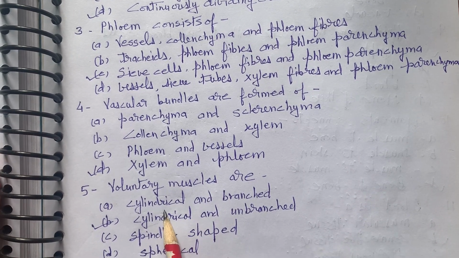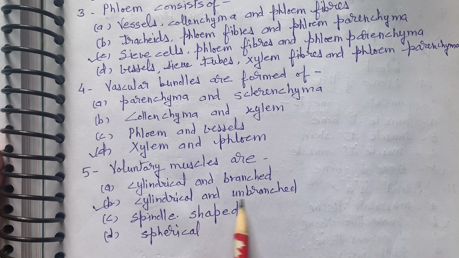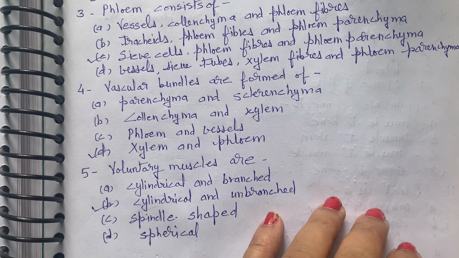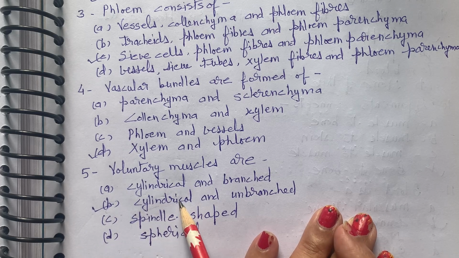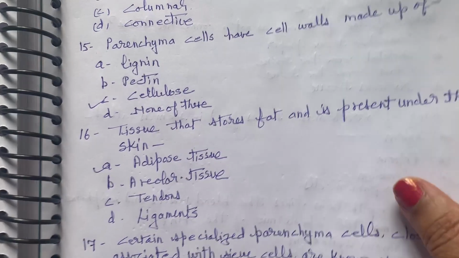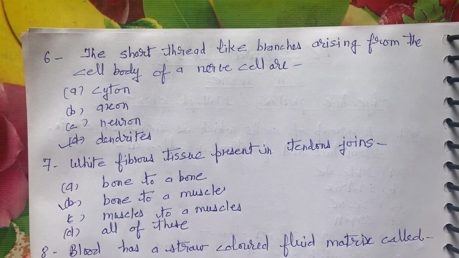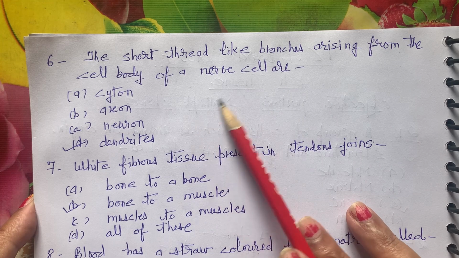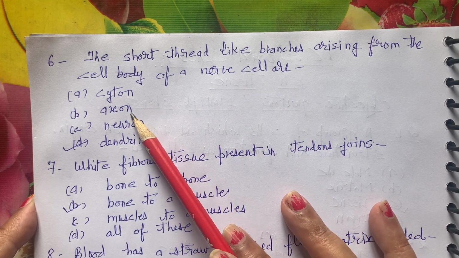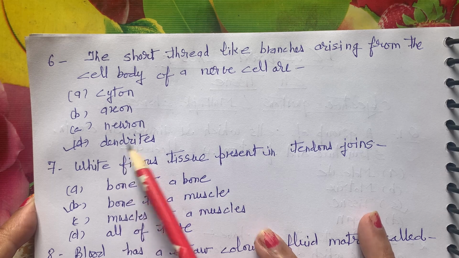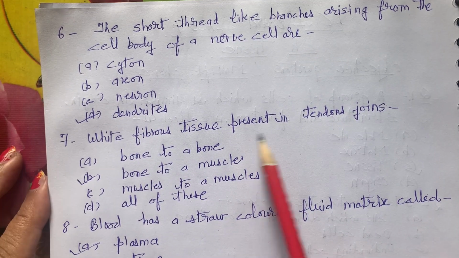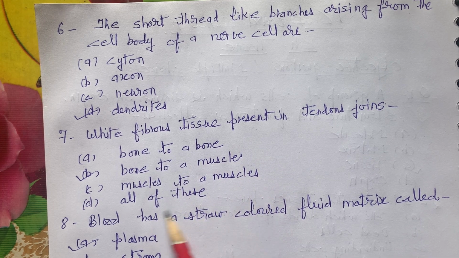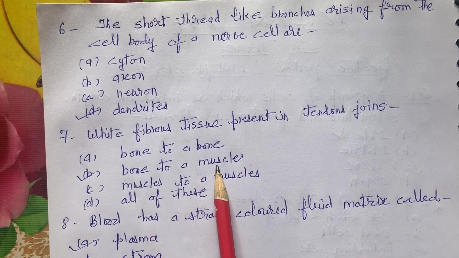Voluntary muscles are: cylindrical and branched, cylindrical and unbranched, spindle shaped, spherical. Correct option is the second, cylindrical and unbranched. The short thread-like branches arising from the cell body of a nerve cell are: cyton, axon, neuron, dendrite. Correct option is dendrites. White fibrous tissue present in tendons joins: bone to a bone, bone to a muscle, muscle to a muscle, all of these. Second option is correct, bone to a muscle.